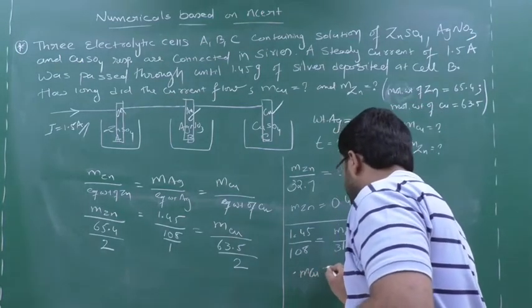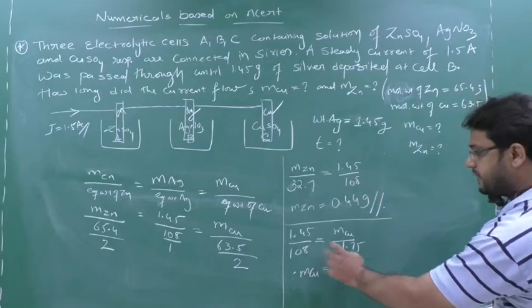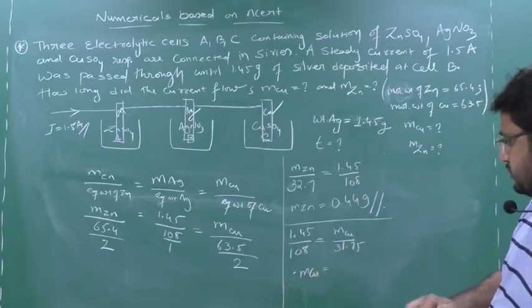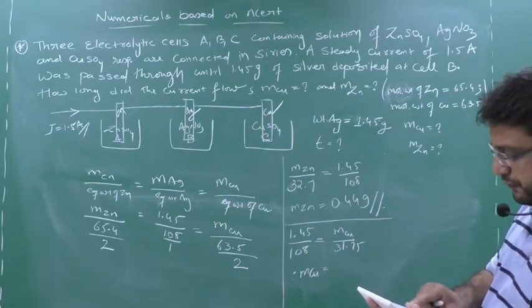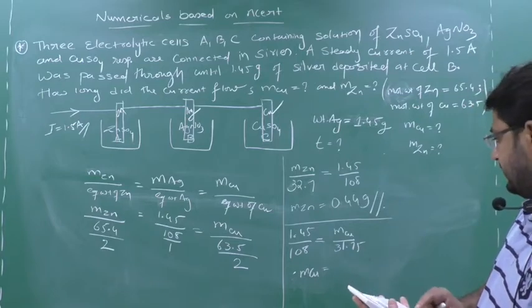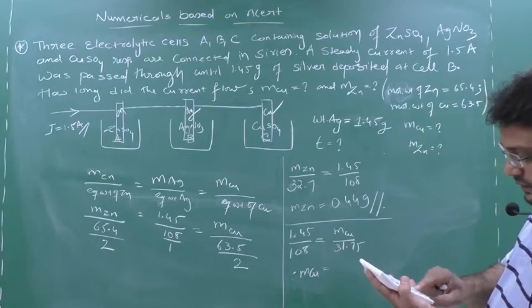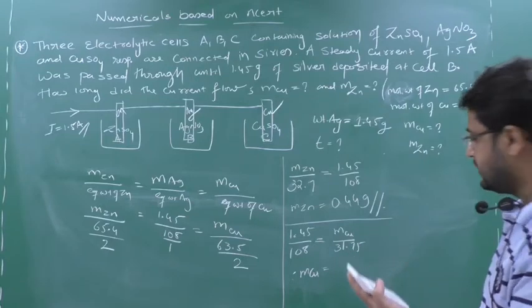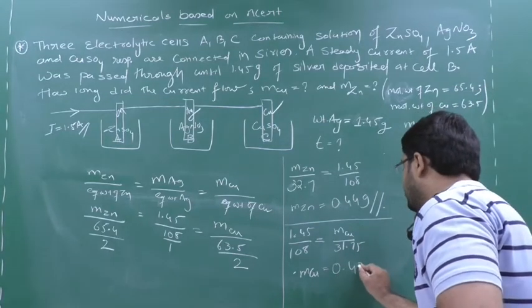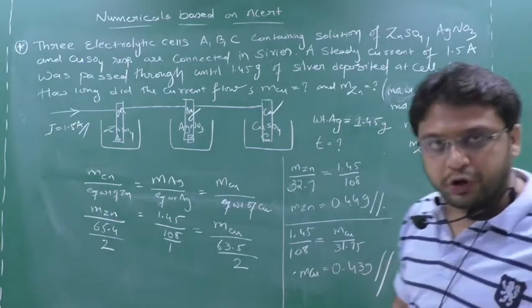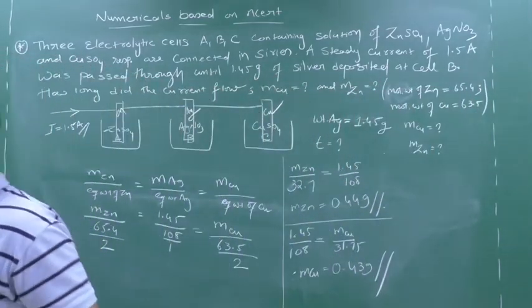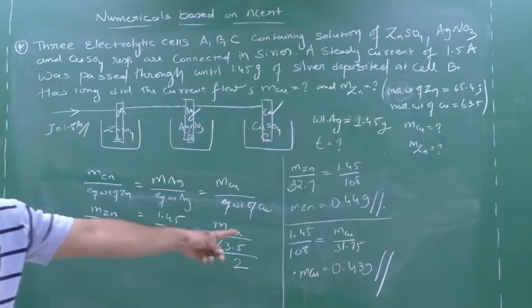Now I need what? Mass of copper only. So what I will do? I will multiply these two and I will divide by 108. So I get the answer as 1.45 multiplied by 31.75 divided by 108. So I get the answer as 0.43 gram. Please, you don't use a calculator, okay? Try to solve by manual calculation only. So this will be your net answer.